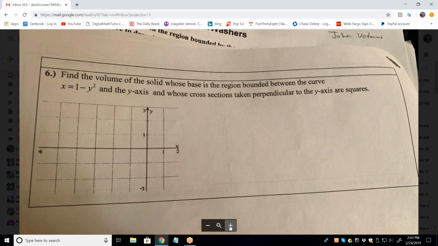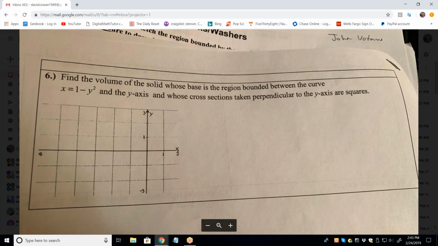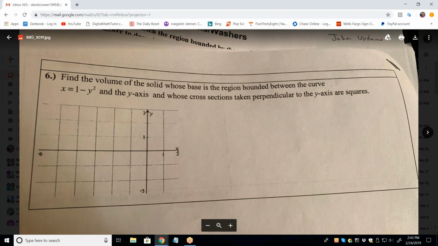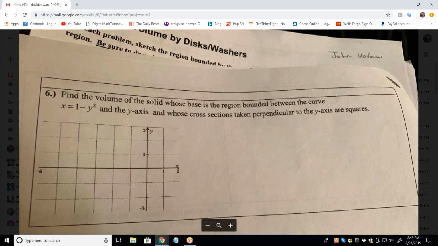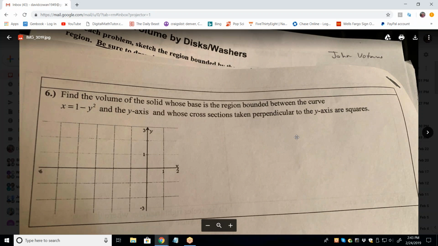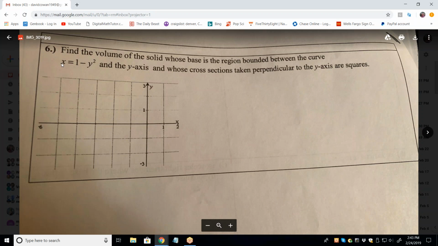All right. So here, again, we've got cross sections that are square that are going to be perpendicular to the y-axis. Well, let's graph this function. Now, for me, I can graph it better if I put it in terms of y. Okay. So let's do that. And then it's already solved for x. So this is going to be the side of the square. It's going to be x.